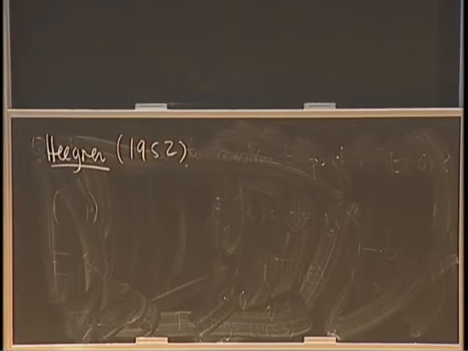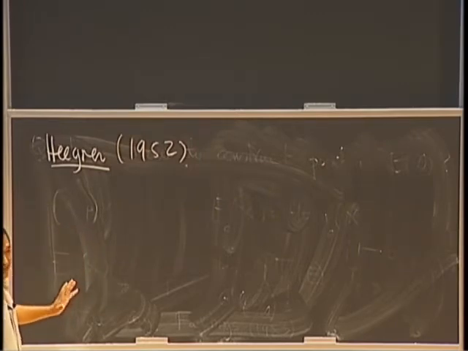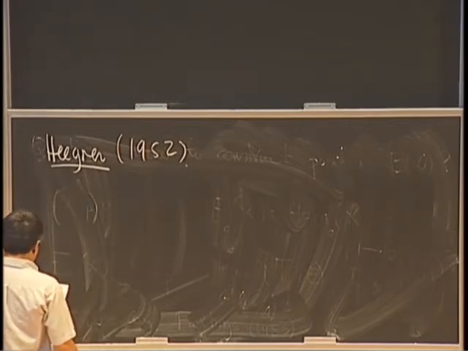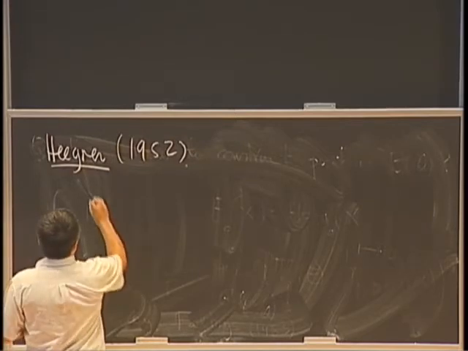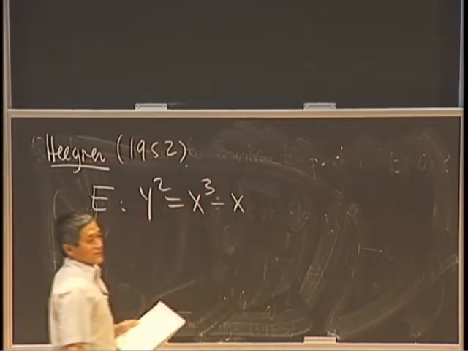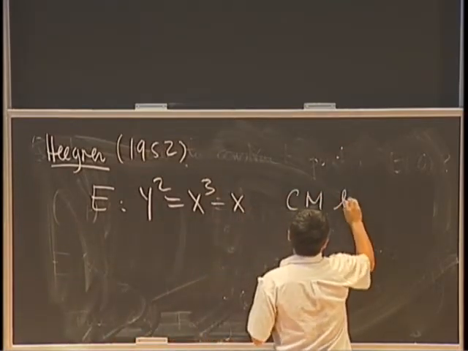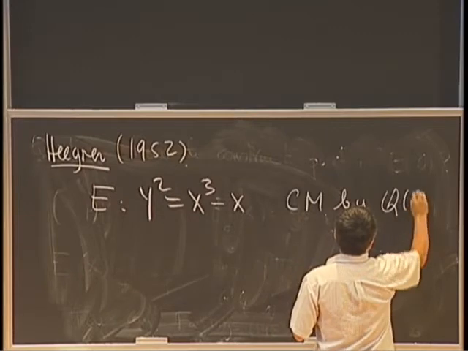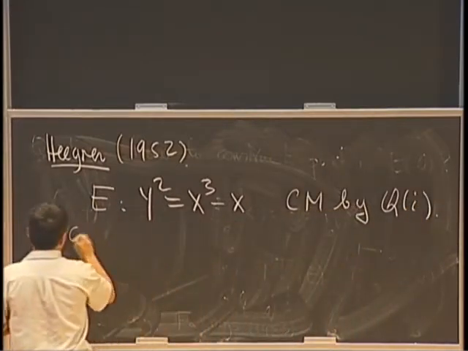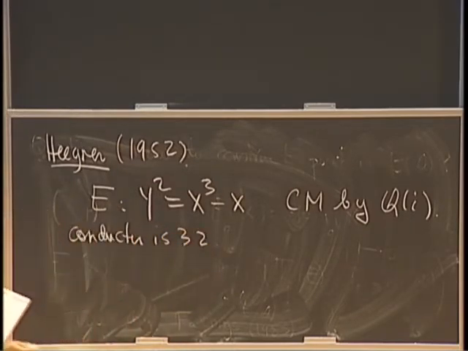There, he introduced this kind of points. Of course, in Heegner's time, he cannot study general elliptic curves. There's no modularity. So he only studied a very special elliptic curve, which he knows is modular. It's E: y squared equals x cubed minus x. This actually has CM by Q(i). The conductor of this curve is 32, and he didn't know all this then.